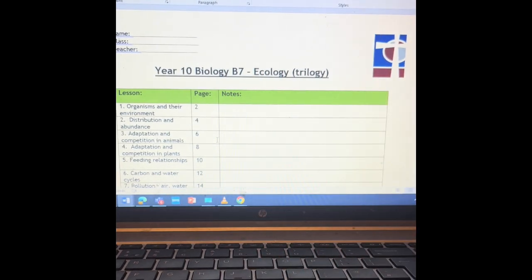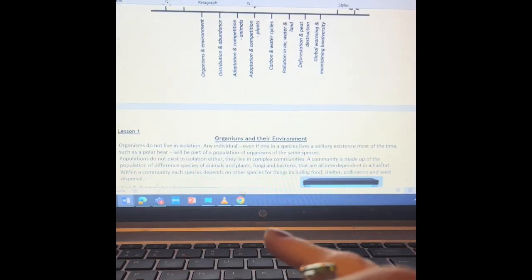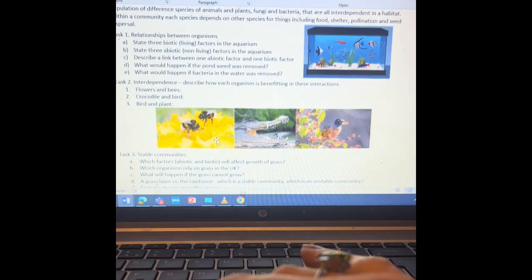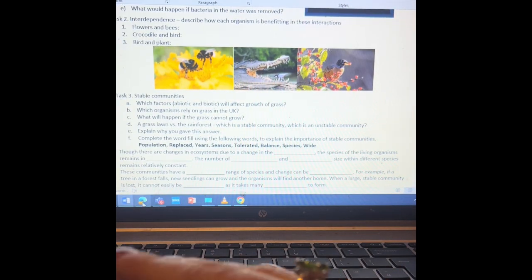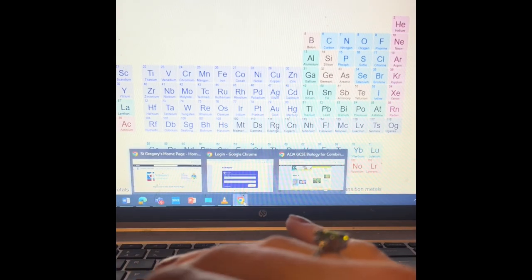This is the one that you did the longest ago. So this one was year 10, whereas B5 we did at the start of year 11. This is the book that you would have been given last year. The first lesson you can see here is talking about organisms and their environment. So this is talking about all of the different living things and the way that they interact.